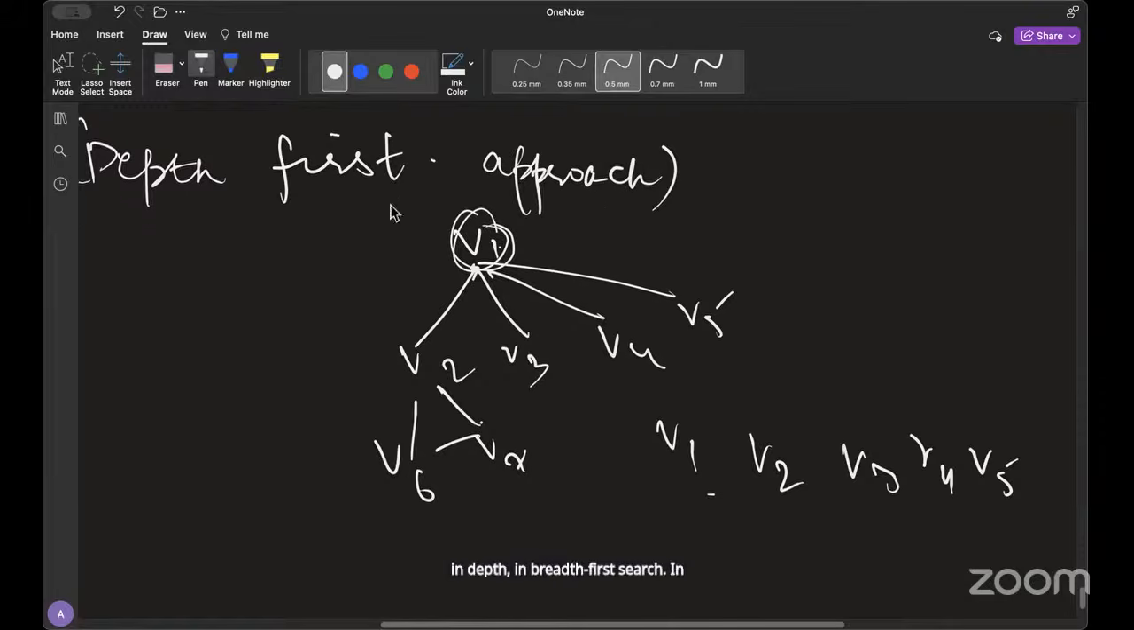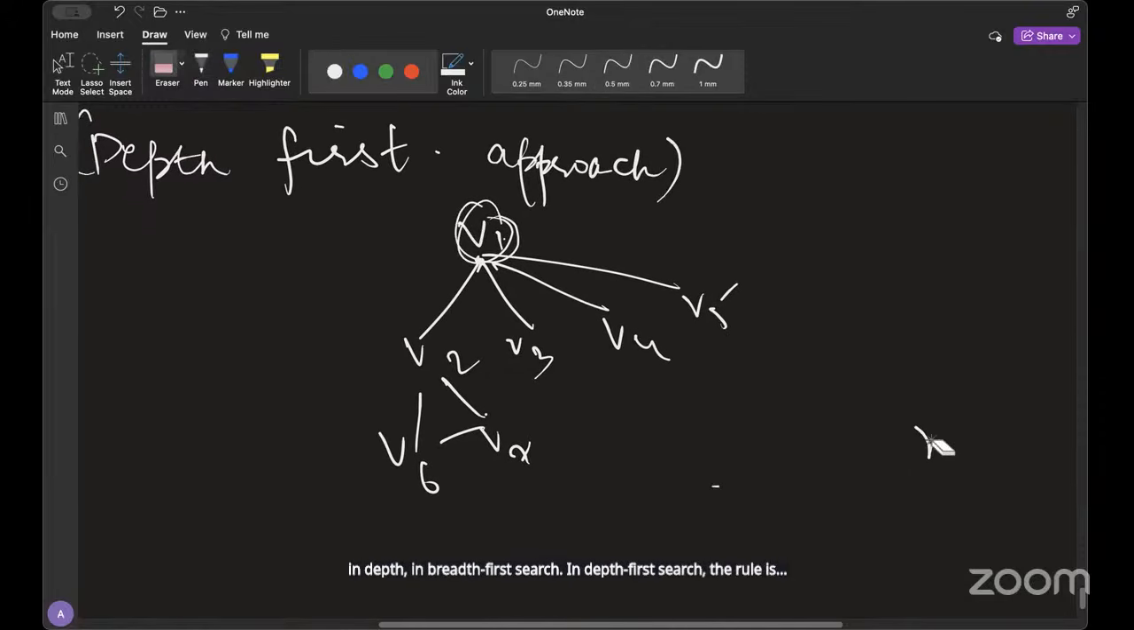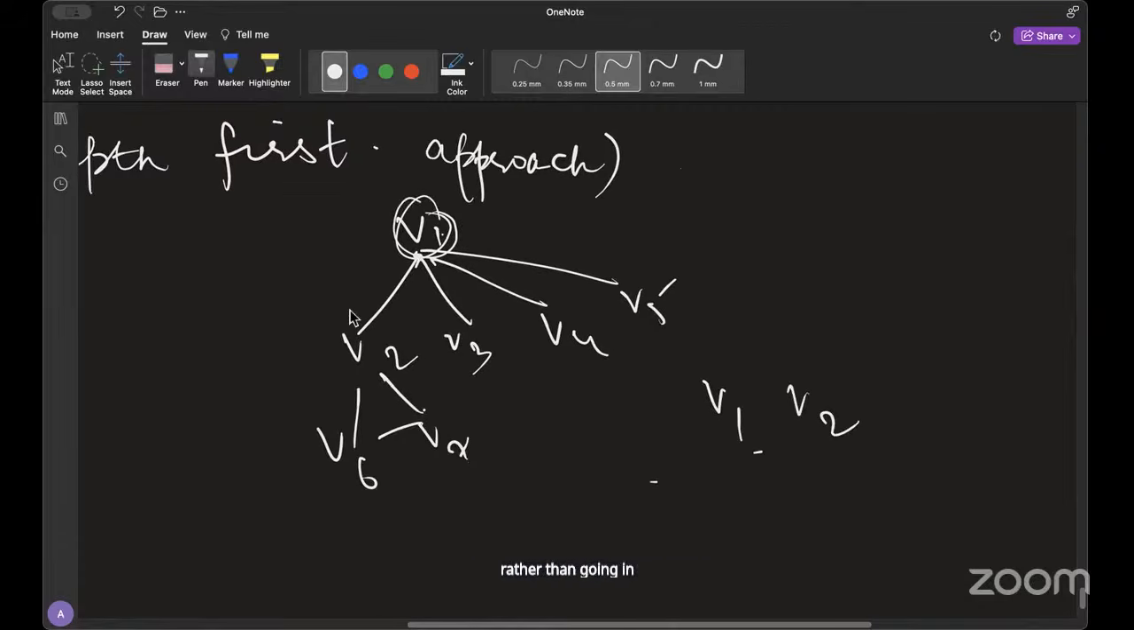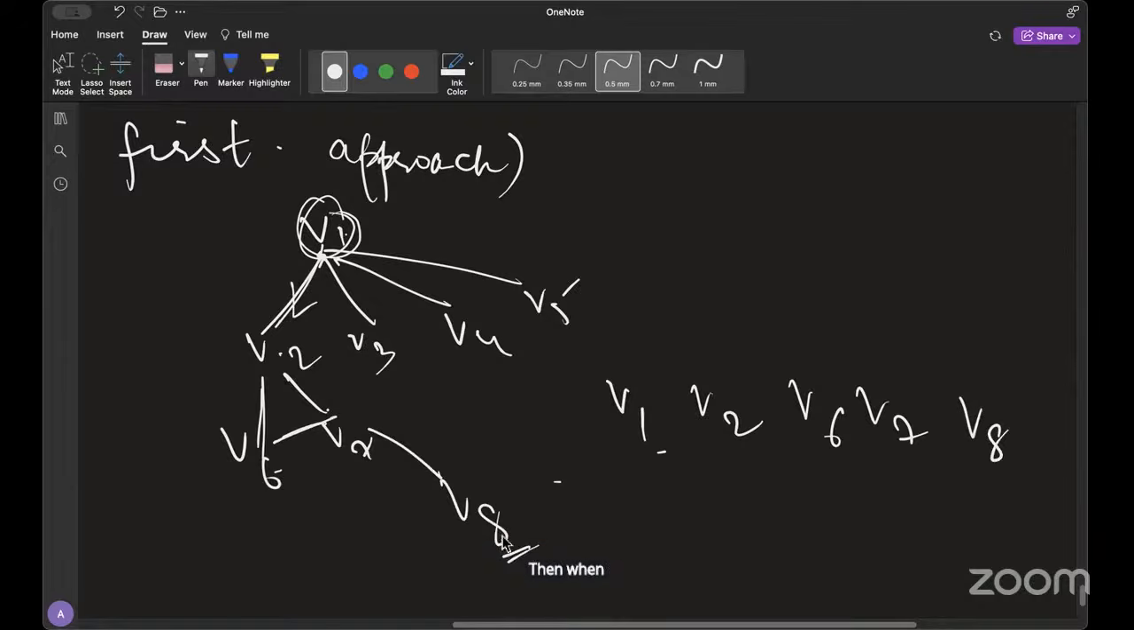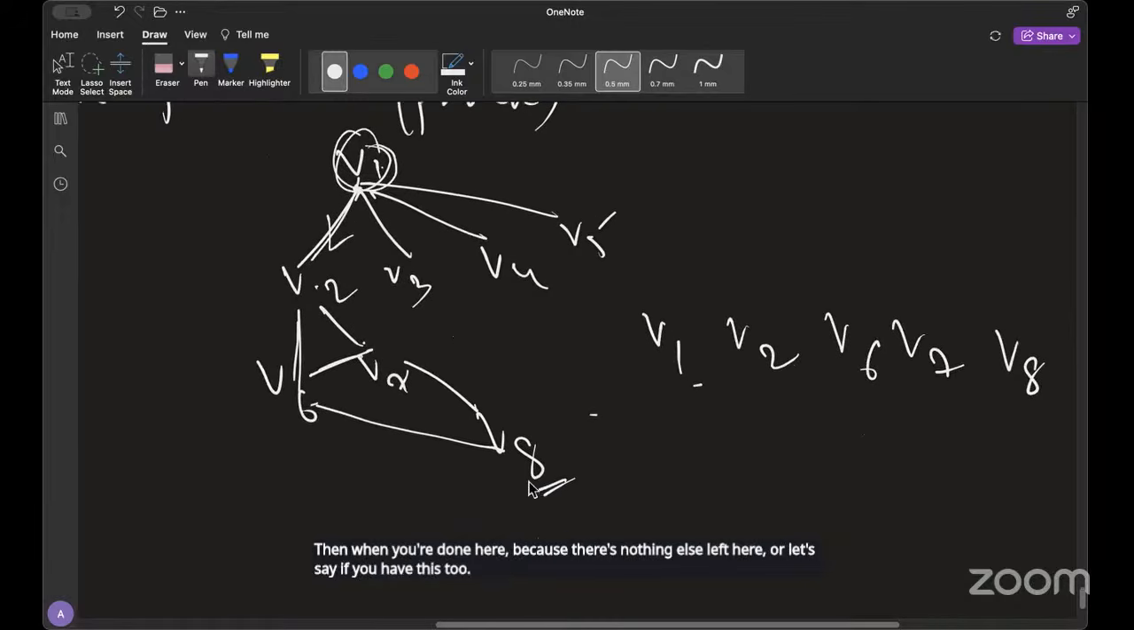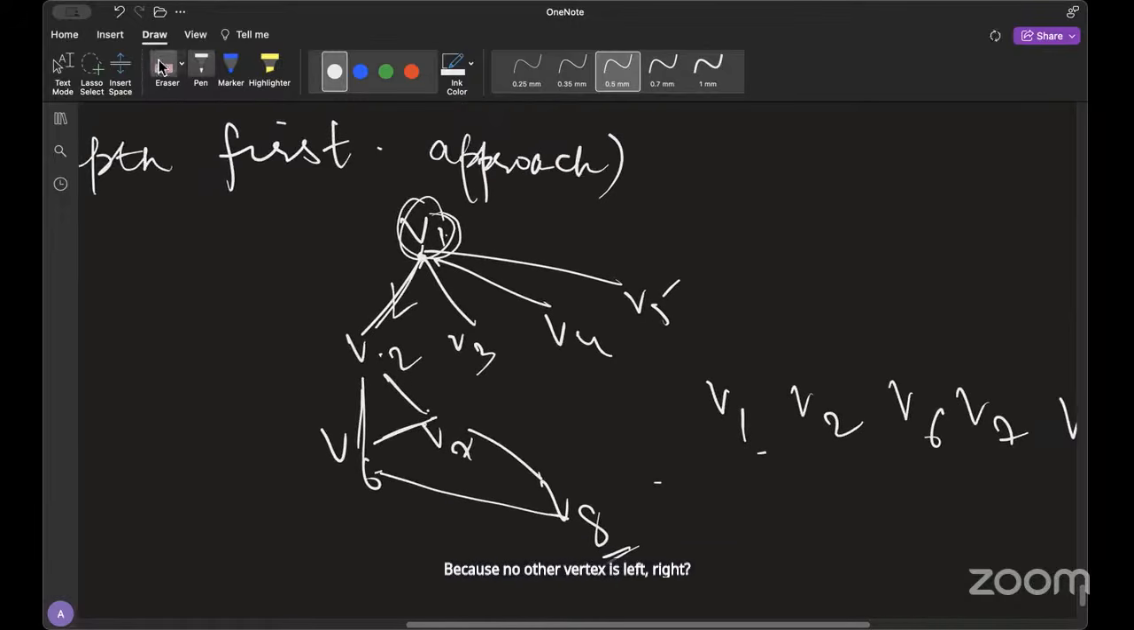In depth first search, the rule is if you start from V1 and then you go to V2, you have to keep exploring in the depth rather than going in breadth. So after V2, you should have V6. Then after V6, you should have V7. Keep going in the depth. This one, then this one, then this one. If you have something else here, V8, then go here. Then when you're done here, because no other vertex is left, right?